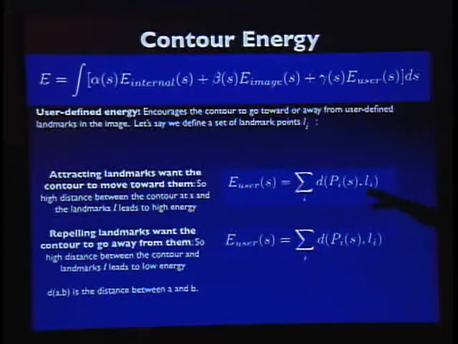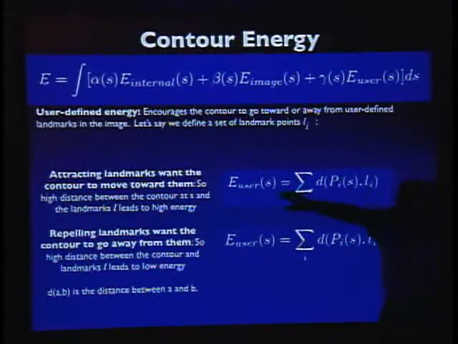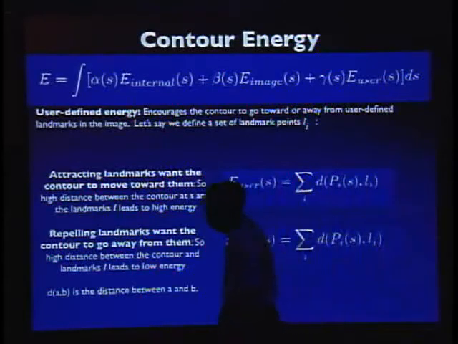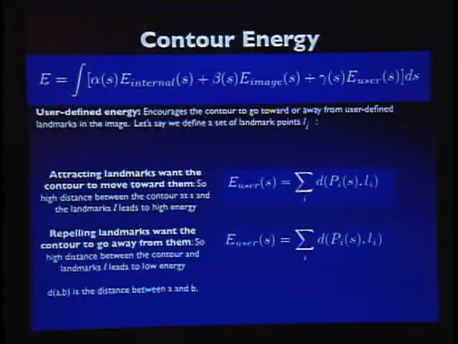Similarly, if I have a landmark that is on the kidney, and I want the boundary to go through there, then I'll have low energy when the distance between the boundary and the landmark is low. That's what I want. And if I sum that over all my landmarks, then I will end up with low energy. So again, to repeat myself, you really want your energy function to encourage high energy for things that you don't want and low energy for things that you do want. And this is just a way of extending that to extra information that you, the user, have at your disposal.